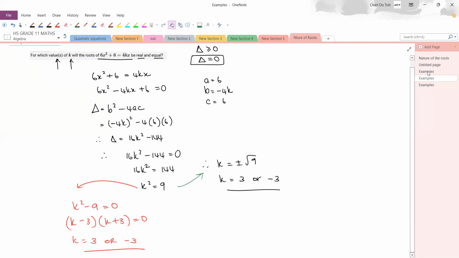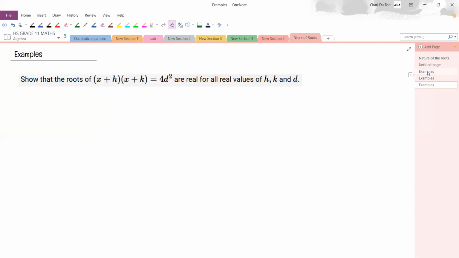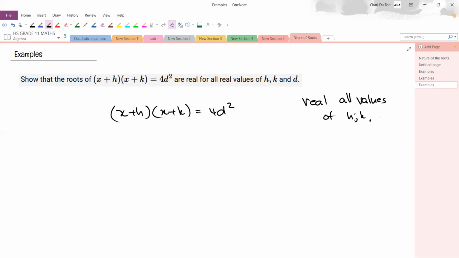One more. Okay, this is going to be harder. So we have (x plus h)(x plus k) equals 4d squared. Show that the roots of that are real. So the roots must be real for all values of h, k, and d.